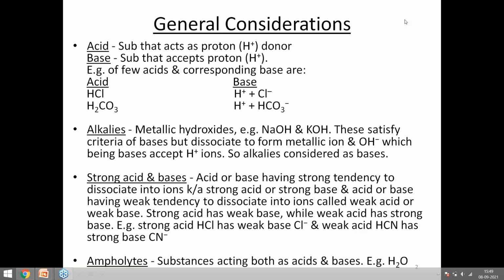So your strong acid has a weak base, while a weak acid will have a strong base. Okay. Now, for example, a strong acid such as hydrochloric acid has a weak base, as I showed you earlier, which is chloride ion. And a weak acid such as HCN has a strong base, that is cyanide ion. Okay.